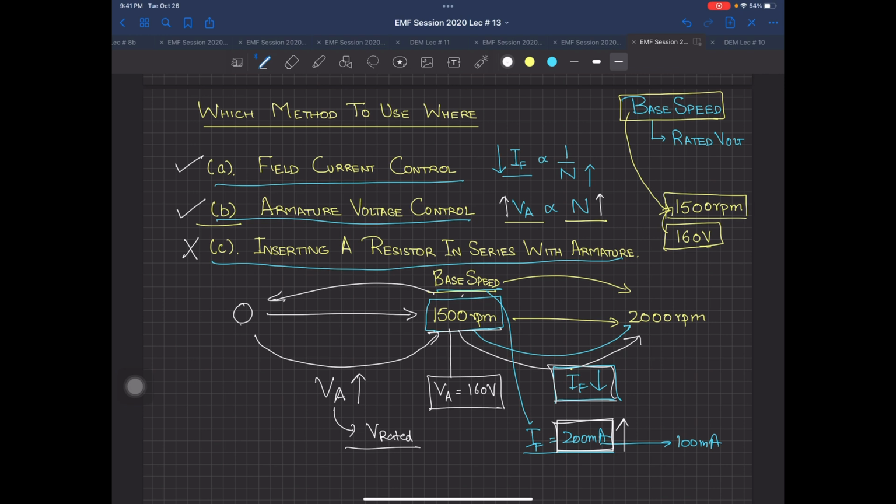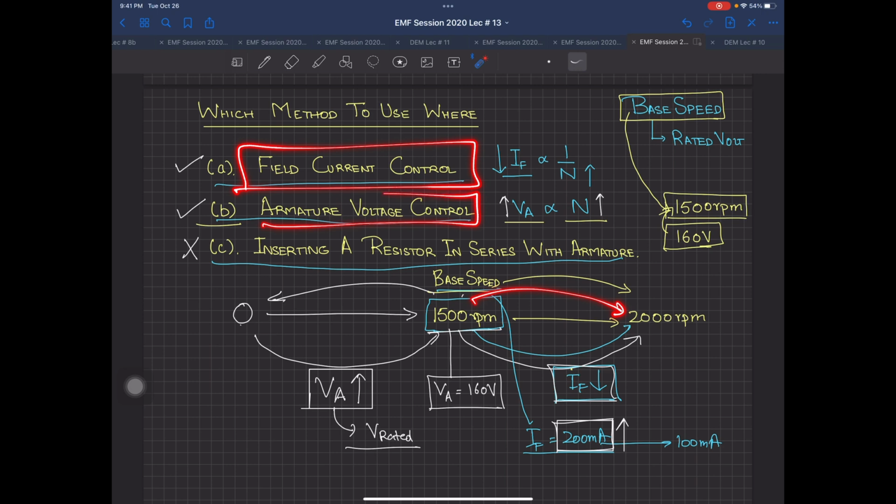So 1500 RPM is the base speed, as in your lab. If you want to go above the base speed, you will use field current control, and if you want to go from 0 to 1500 RPM, you will use armature voltage control. So now we have a rule: field current control goes from base speed to the higher speeds, and armature voltage control goes from 0 to base speed. Both these methods now have a significant range where they are going to work.